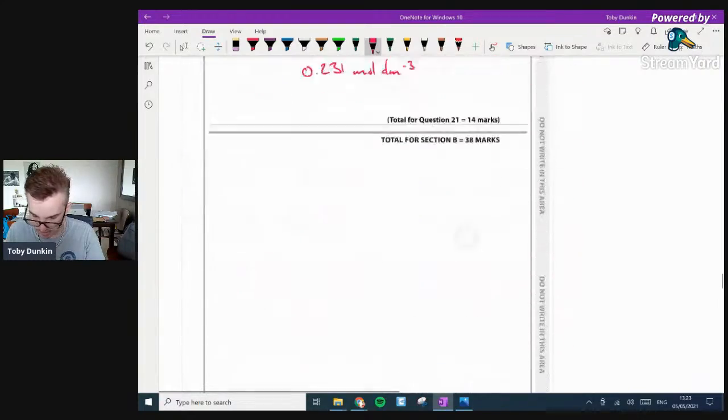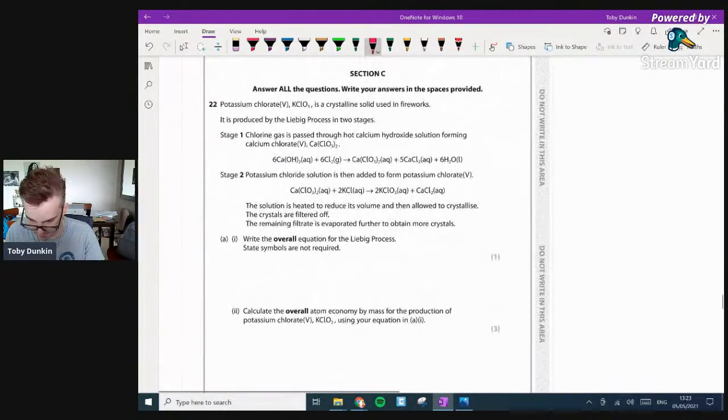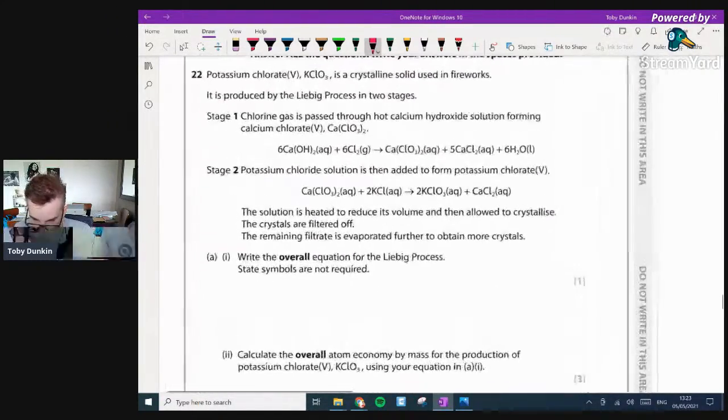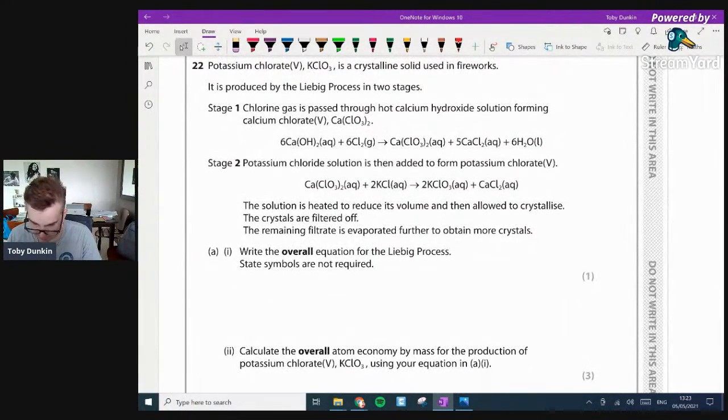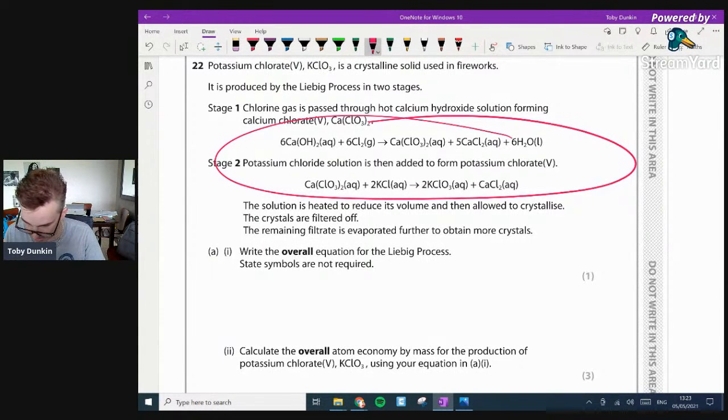Hope that makes sense to everybody. Part B done. Who knows how long it's taken. Part C. Okay. Potassium chlorate 5, crystalline solid, and so on. Write an overall equation for the Liebig process. We're just going to combine these. So he cancels with him. I think that's it. Nothing else.